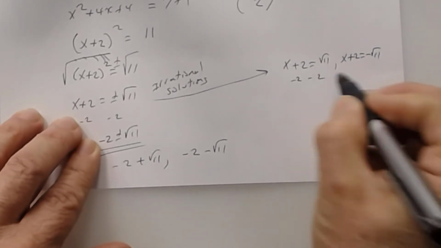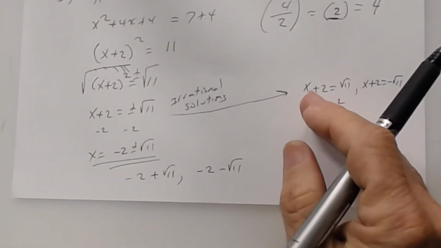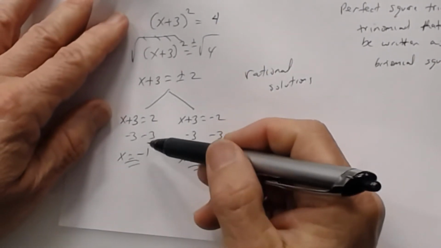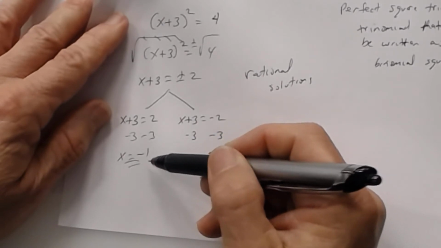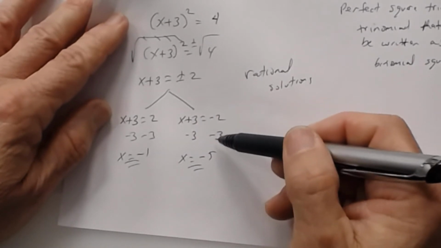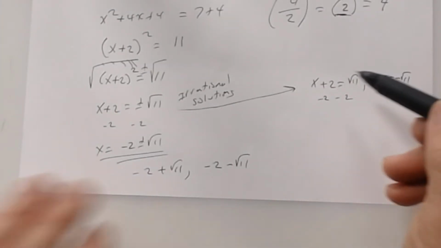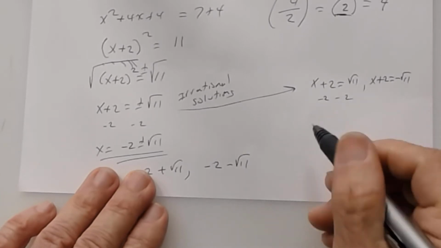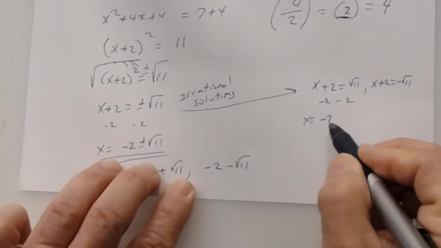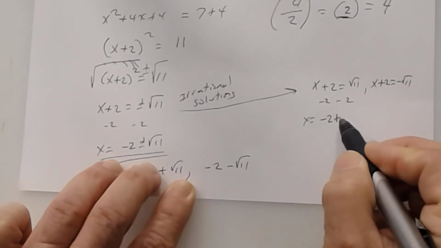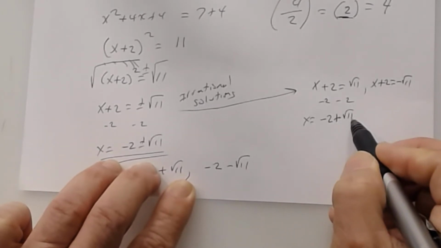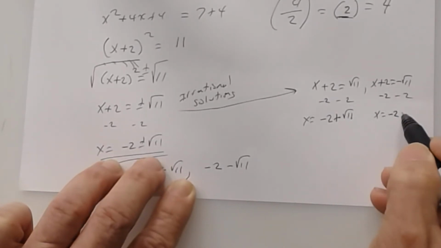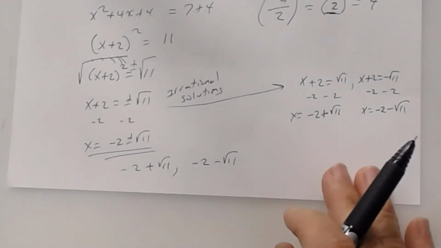And then subtract 2. Now when I subtract 2, right here, when I'm going to go back to this page, right here, I can combine 2 and a negative 3, and I got negative 1. I can combine negative 2 and negative 3, and I got negative 5. Can I combine the square root of 11 and a negative 2? No. All you can do is just rewrite it as negative 2 plus square root of 11. And over here, subtract 2, that will be x equals negative 2 minus the square root of 11. Okay?